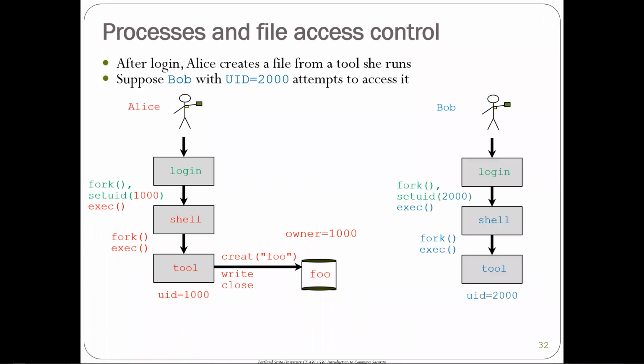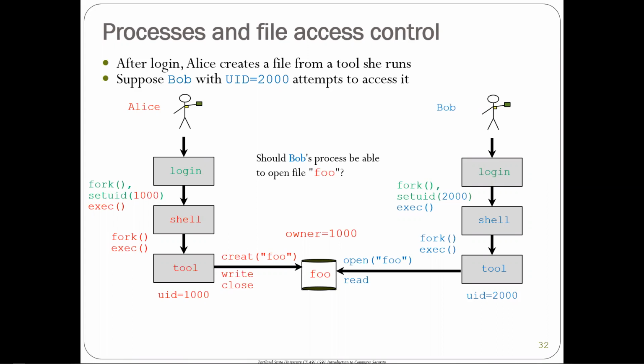And then let's say that Bob comes in with his UID of 2000, does the exact same login, and tries to open this file and read it. The question to ask is, should this work? Should Bob's process be able to open this file foo?